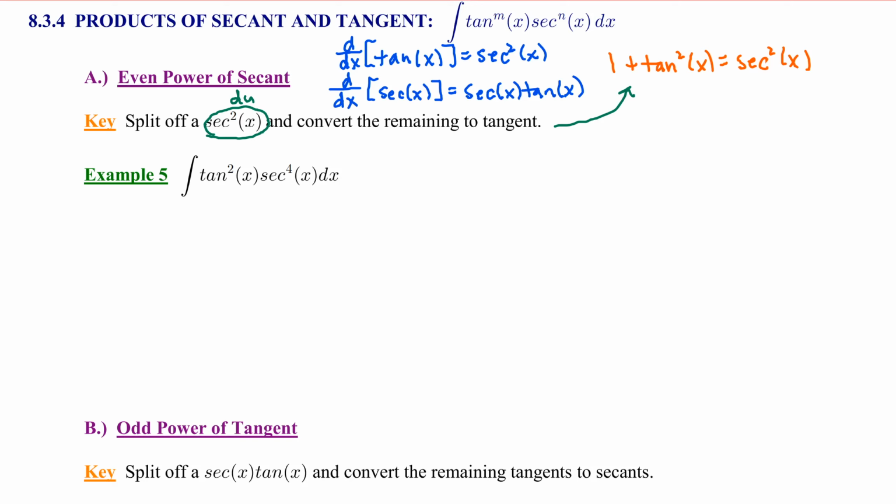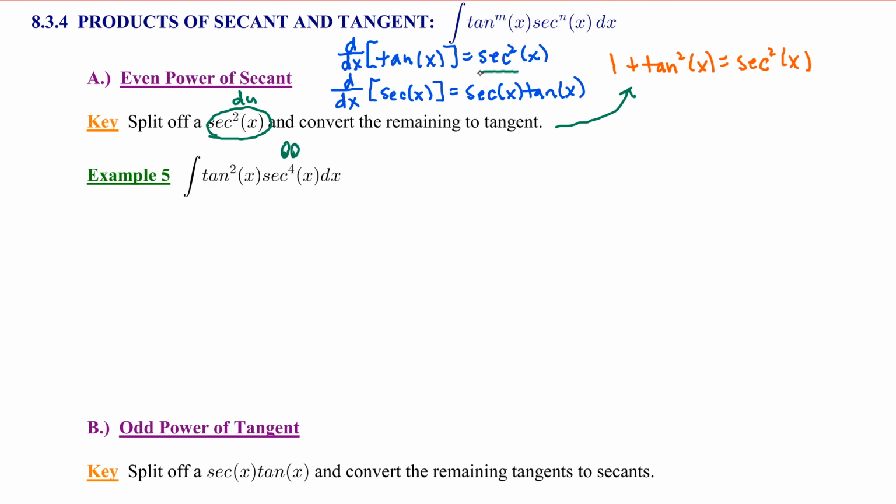So in example 5, we have the integral of tangent squared of x times secant to the fourth of x dx. So I'm going to focus on that even power of secant. I'm going to save a secant squared for du. And remember, if this is going to be my du, that means u is going to be tangent. So I'm going to save a secant squared for du, and then I'm going to convert everything else to tangent.